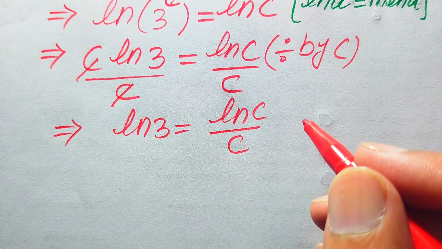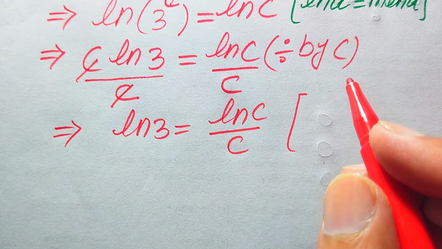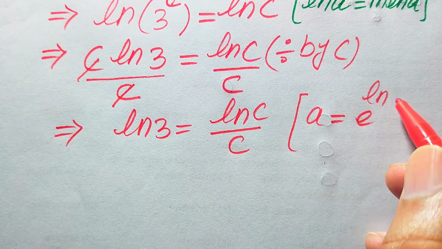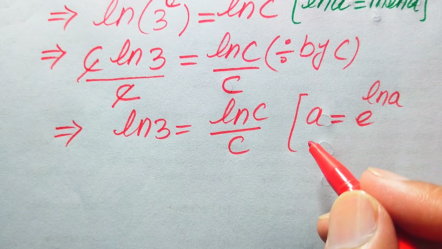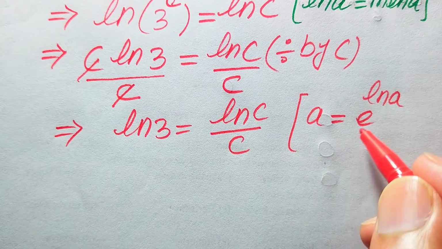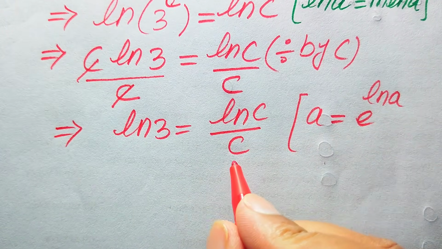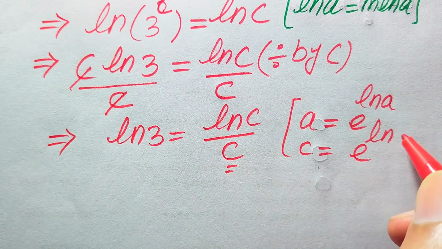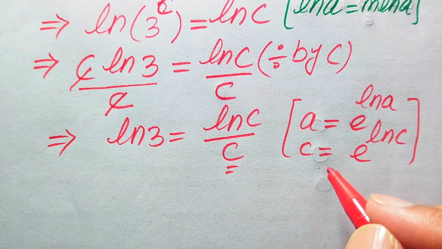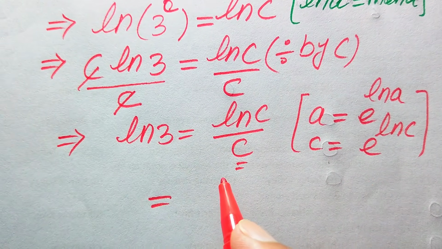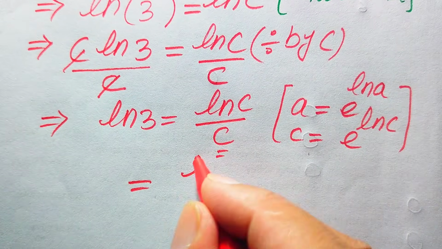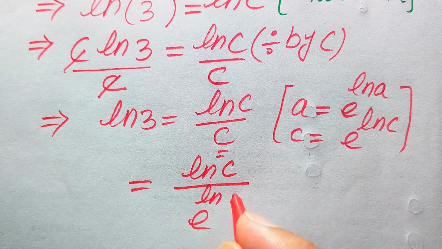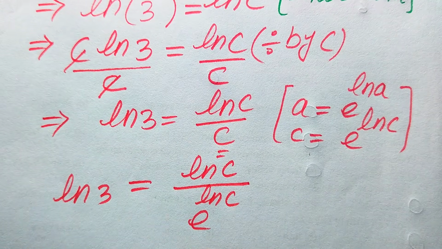Here we use another logarithmic property. If we have a, we can write it as e to the power of log a. It means that when we apply log and anti-log at the same time to a, we write it in this form. In the same pattern, we write c as e to the power of log c. Now we use this rule in the denominator, and this term is written as log c divided by e to the power of log c equals log of 3.